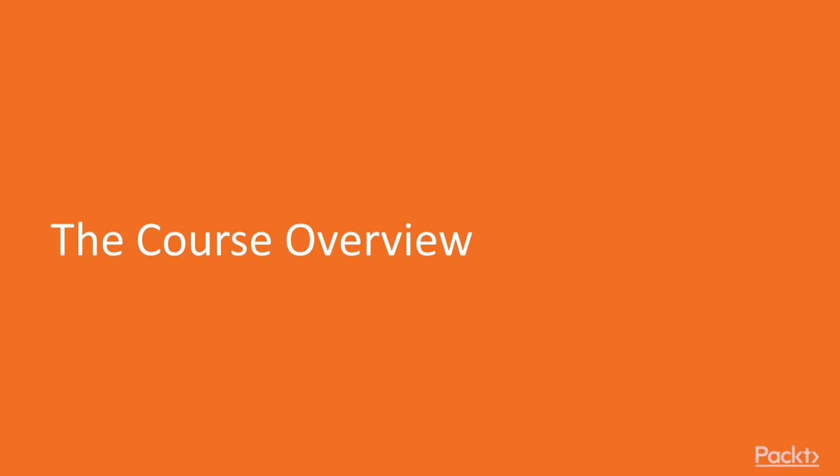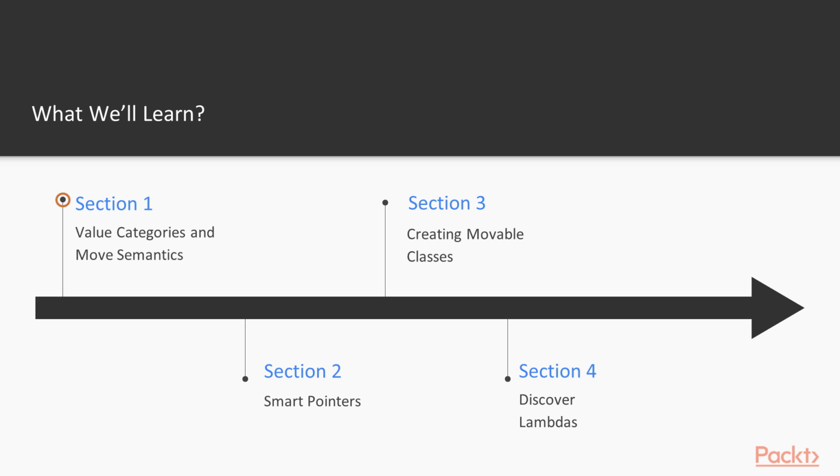Let's take a look at an overview of the sections in the course. In the first section, you learn about value categories and move semantics. Move semantics were introduced in C++11 and they radically changed the way you work with the language. Afterwards, you learn about smart pointers and how to use them effectively. They've completely removed the need for manual dynamic memory management in C++. After that, you learn how to write your own movable classes and make sure that clients of your classes and components will benefit from move semantics.